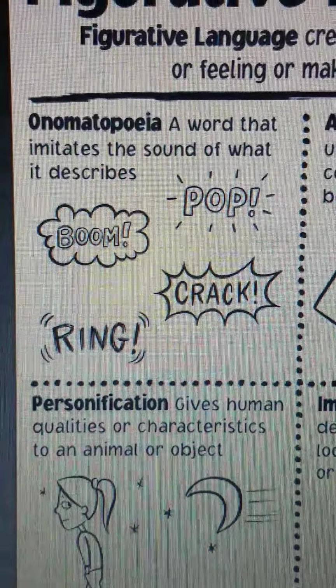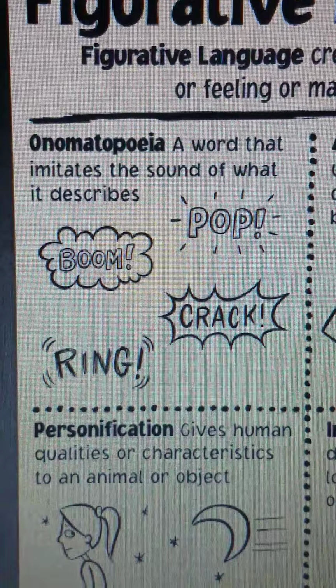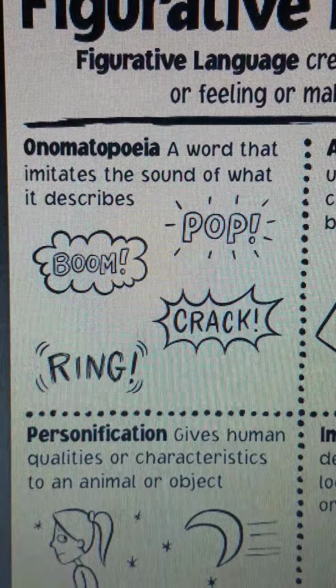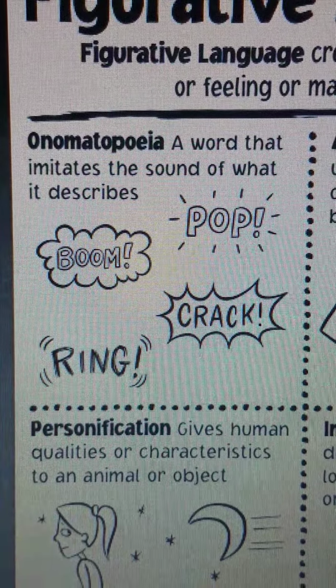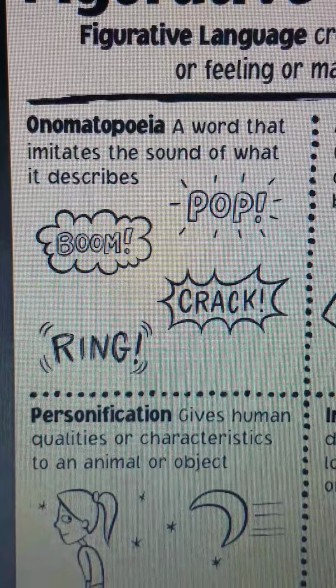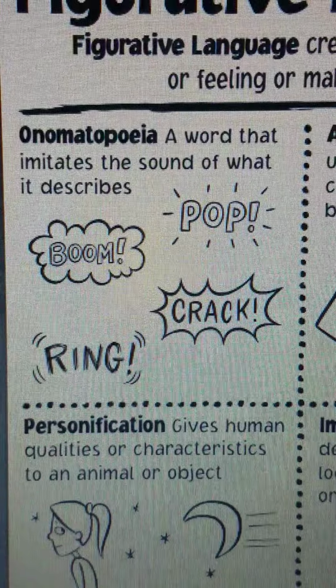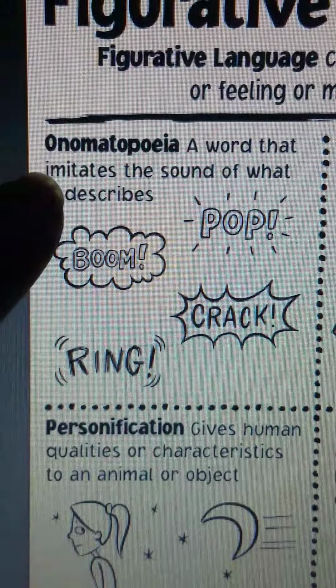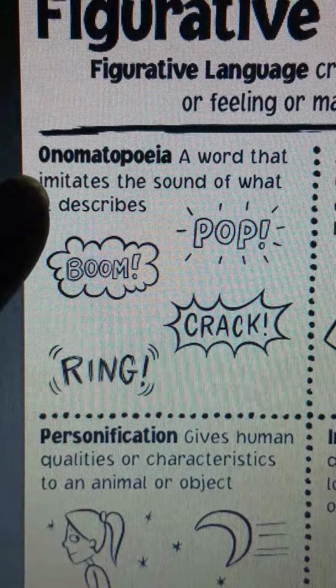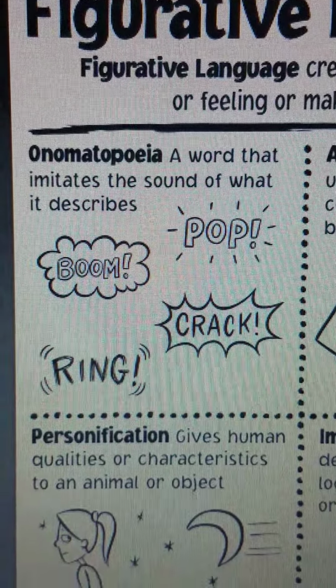Okay, we talked about this one last week when I was reviewing writing with you guys, and I talked about how you can use sound words to make your writing interesting, and authors do that all the time, and that's called an onomatopoeia. Take a look at that spelling. Holy cow, onomatopoeia. Say that 3 times fast today. That's a word that imitates the sound of what it describes.